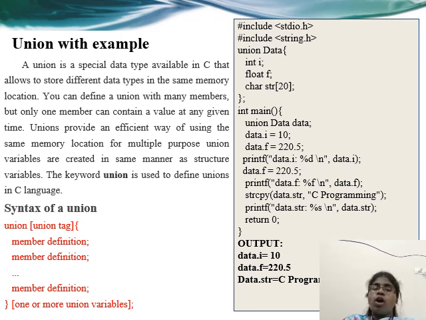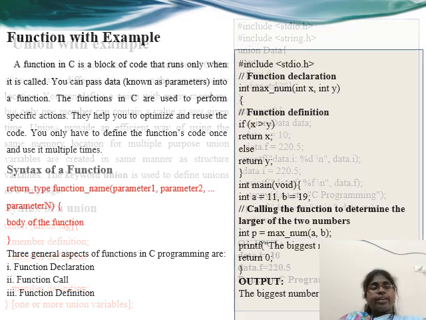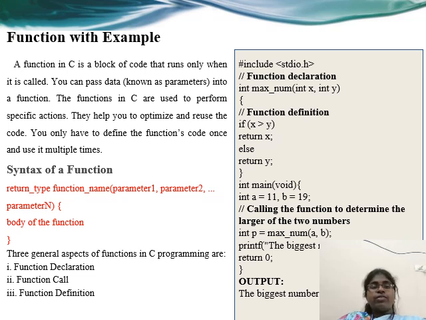Let's go to the output of the given program. data.i equal to 10, data.f equal to 220.5. Then data.str equal to C Programming. This is a simple example for using union. Next topic is function with example.